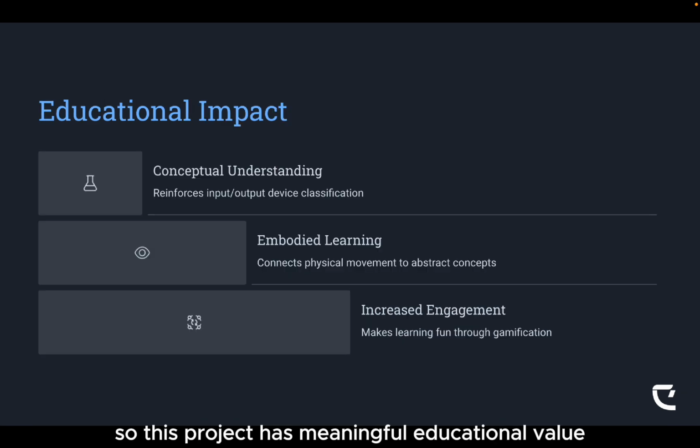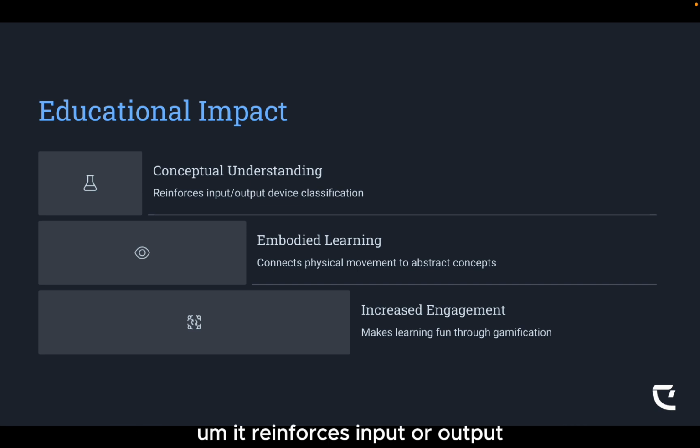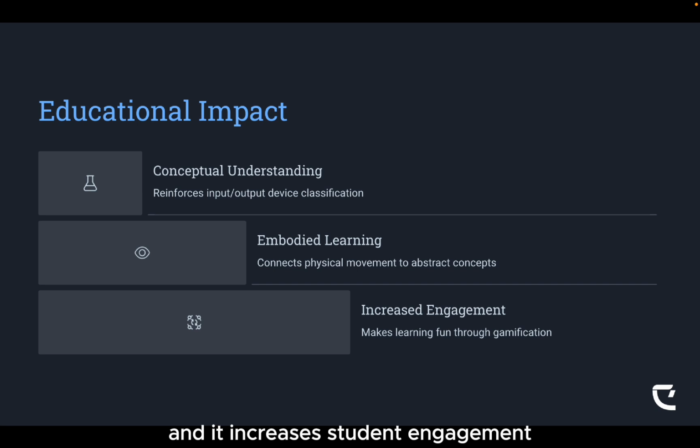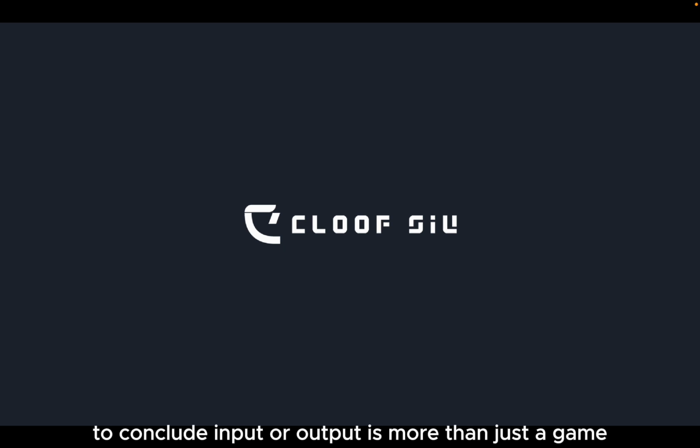So this project has meaningful educational value. It reinforces input or output classification through visual and physical interaction. It supports embodied learning by connecting hand movements to abstract concepts, and it increases student engagement through gamification and real-time feedback. To conclude, input or output is more than just a game.